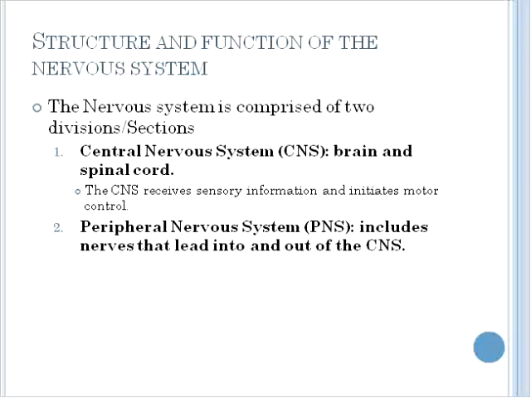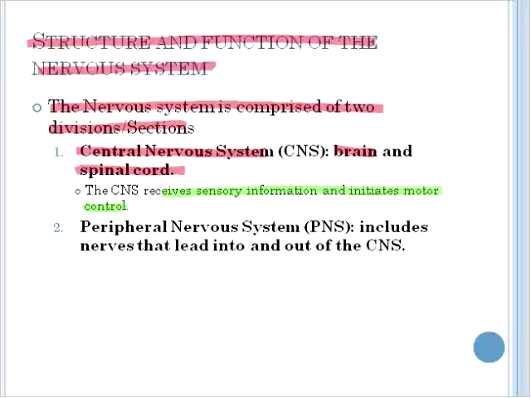In terms of structure and overall functioning of the nervous system, understand that the nervous system can really be broken down into two divisions, two sections. In this course, we have initially the central nervous system, which consists of the brain and the spinal cord. The central nervous system receives sensory information and initiates motor control, what to do with it. The peripheral nervous system, the other component, includes the nerves. It includes everything that leads in and out of the central nervous system.